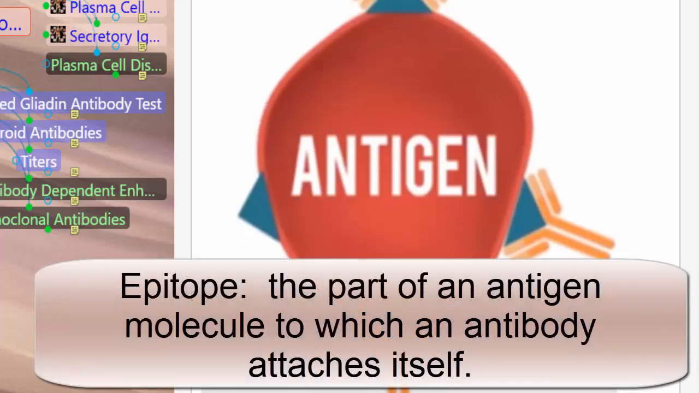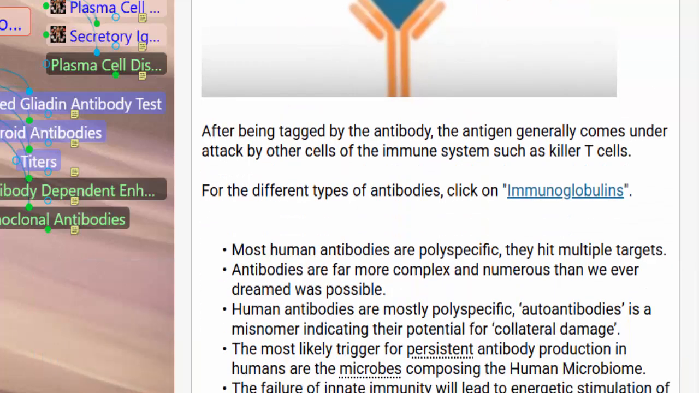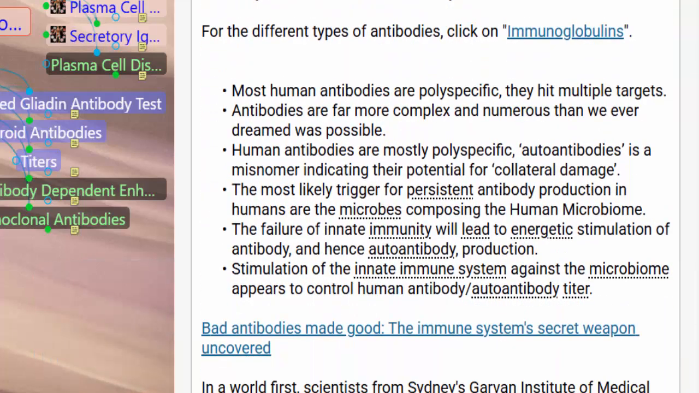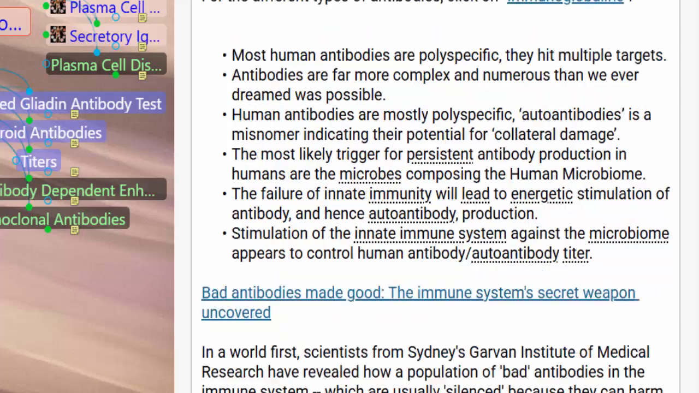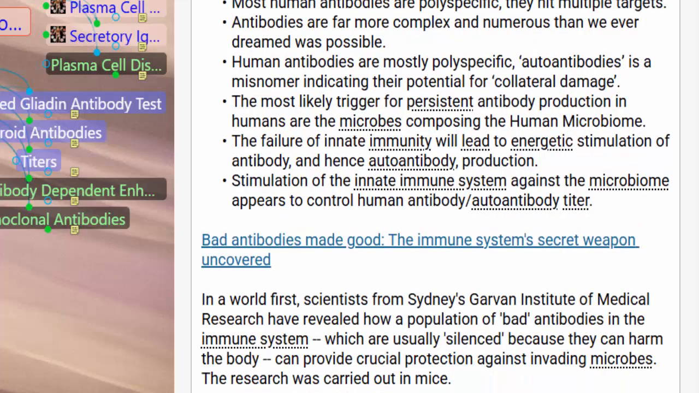So we see the Y-shaped antibody. There's the antigen. It's going to have these little epitopes here, and after being tagged by the antibody, the antigen generally comes under attack by other cells of the immune system, like killer T cells. And for the different types of antibodies in the database, you can click on immunoglobulins.